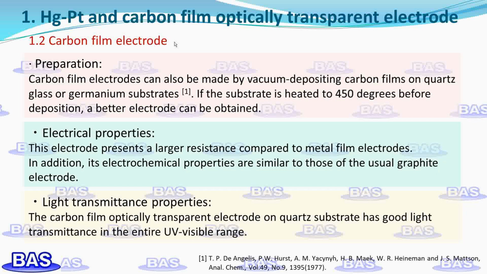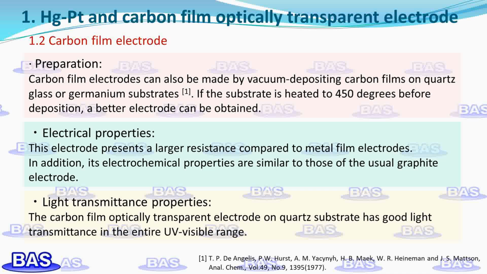Next, the carbon film electrodes. Preparation. Carbon film electrodes can be prepared by vacuum-deposited carbon films on a glassy quartz or germanium substrate. If the substrate is heated to 450 degrees before deposition, a better electrode can be obtained. Electrical properties. This electrode presents a larger resistance compared to metal film electrodes. In addition, its electrochemical properties are similar to those of the usual graphite electrode.